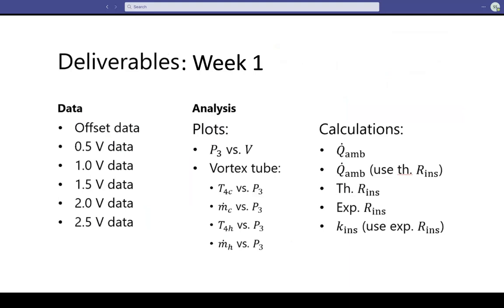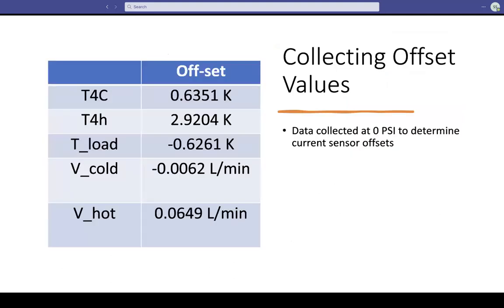Here's a quick overview of the deliverables from week 1 that we'll discuss later on in today's presentation. This slide succinctly summarizes the offset values calculated at 0 psi to accurately model, represent, and understand the subsequent data at different voltages.